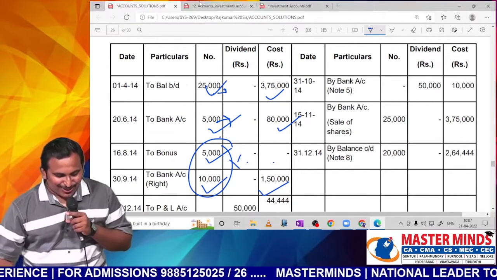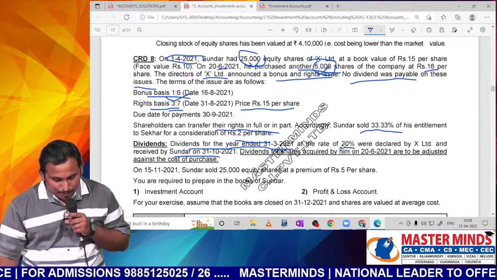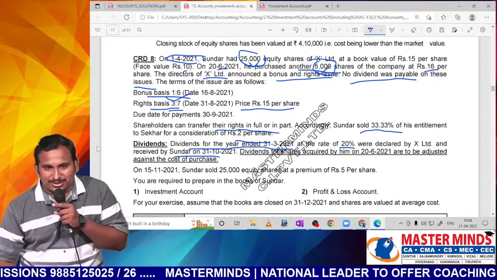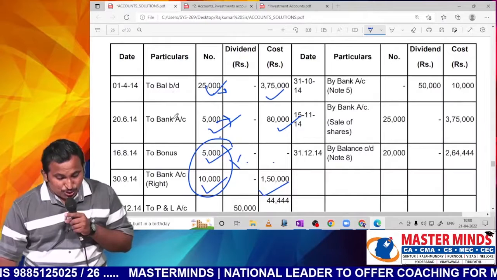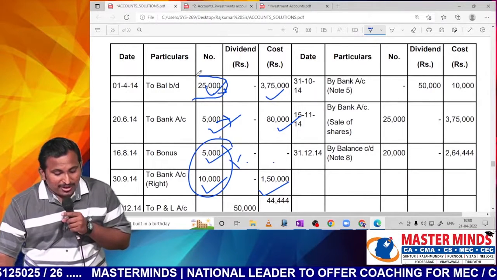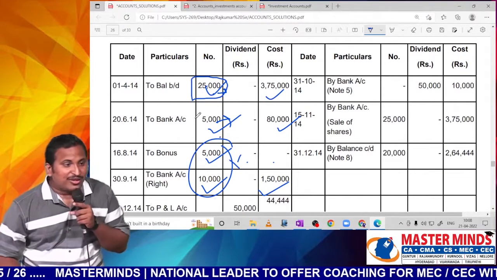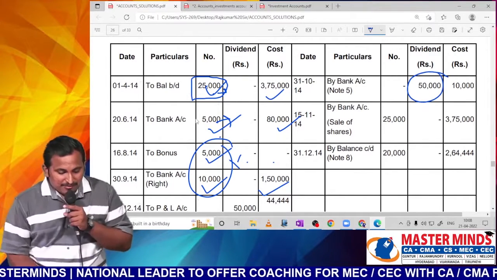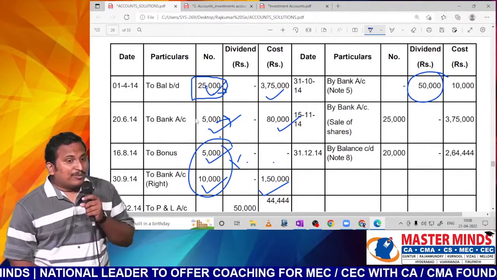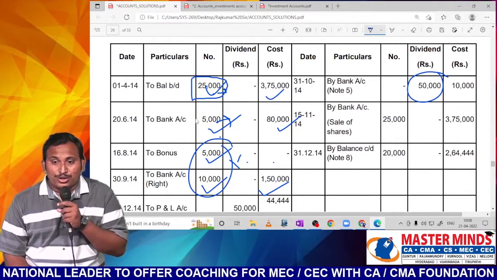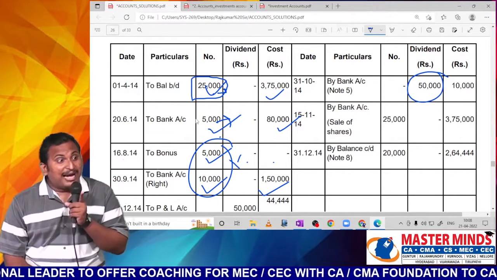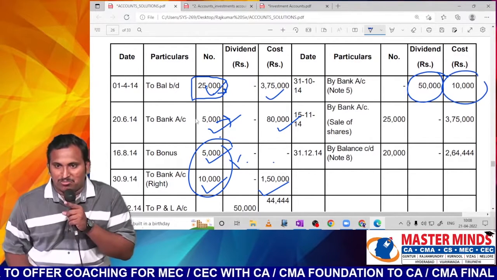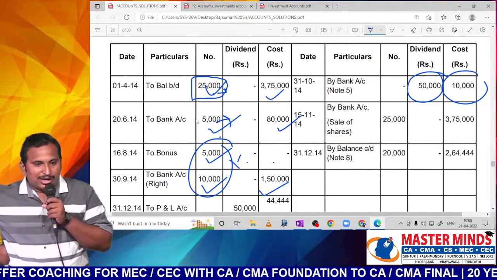Okay, right. Now, what is the dividend, sir? 20%. Face value is 10. That means dividend per share, 2 rupees. So thereby, for this 25,000, what dividend we receive is post. So 25,000 into 2, 50,000 in which column? Dividend column. For this 5,000 shares, it is pre. So 5,000 into 2, how much? 10,000. Bank account attached to investment account. So thereby, we will write in amount. That's all over. Sir, have you understood?